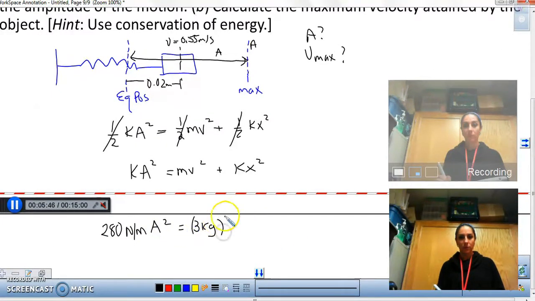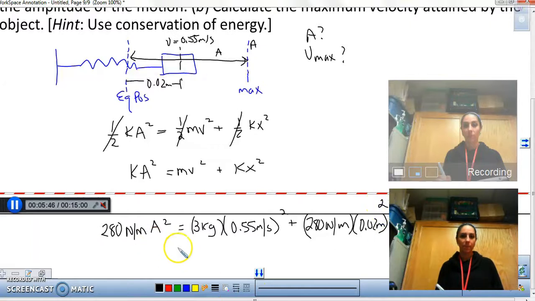So the velocity there, I'm just getting all the information as you can see. And then K. And then the position at that point is 0.2 meters squared, like that. So that's the setup. So I'm going to go ahead and just do the algebra and get to A squared.